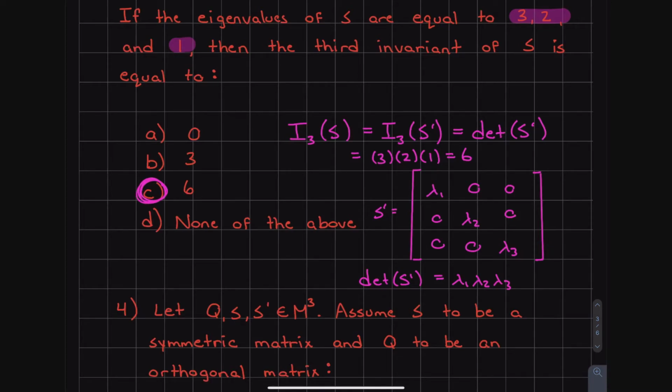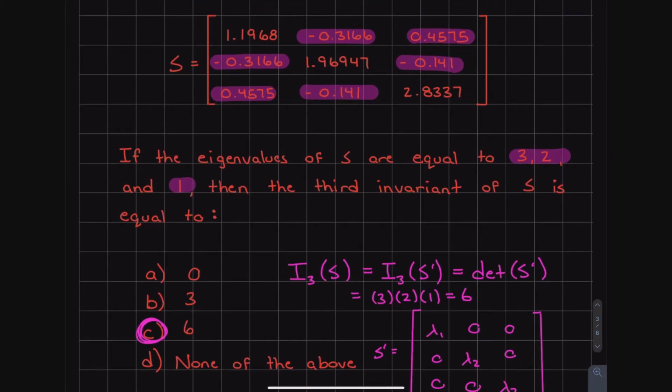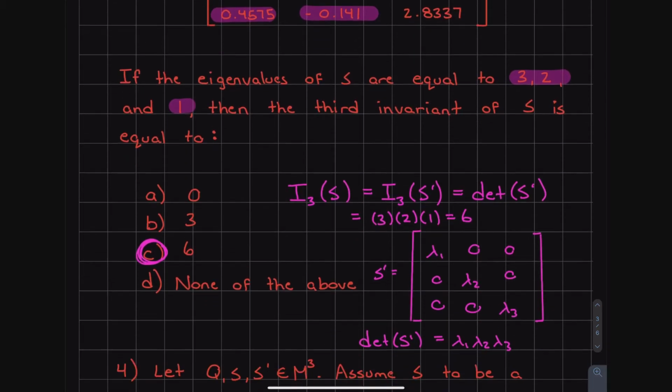But if we were to look up at this matrix and let's say you forget about the properties of a symmetric matrix, then this question is going to be a nightmare. Because look at all those decimal places. Oh, it's just going to be disgusting. But now that we know it's a symmetric matrix, we can say, okay, well, the determinant of a symmetric matrix is equal to the 3 eigenvalues multiplied together. And we were given those 3 eigenvalues, which was very nice. So we can conclude that the answer is indeed 6.